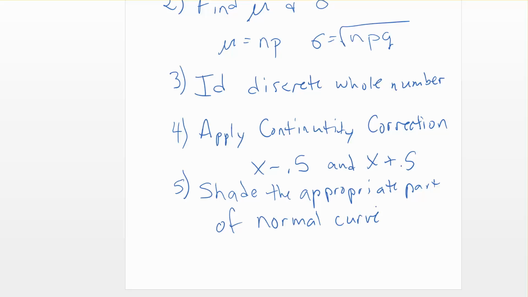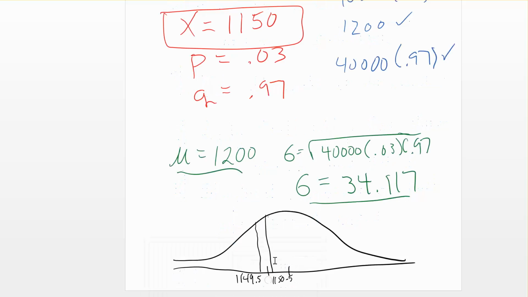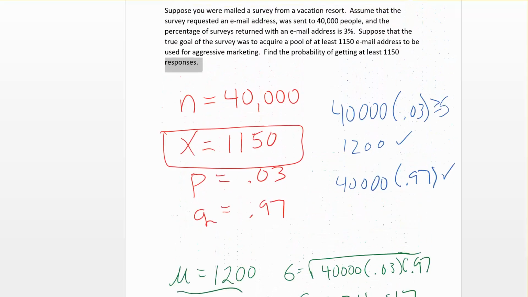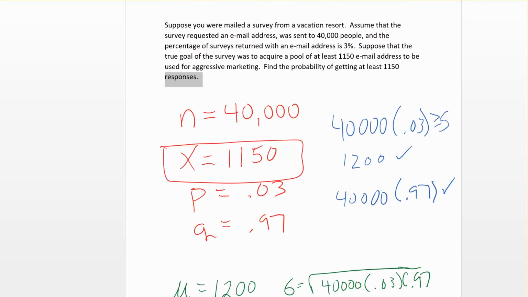And that takes going back to the problem and reading it. So if we go back to our problem, scroll up to the top, and it says find the probability of getting at least 1150 responses. So do we include 1150 when we say at least? And yes, we do. And if we're looking at least, do we want more than 1150 or less than 1150? If it's at least 1150, we want more.